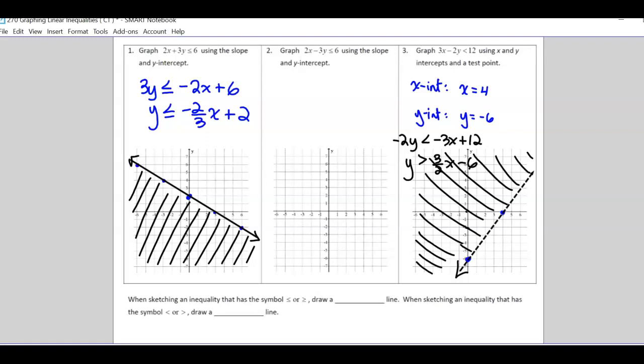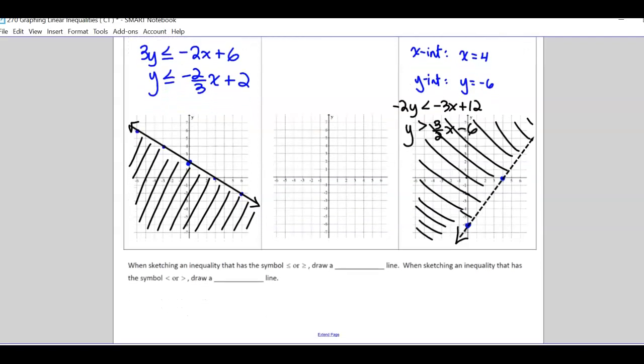Okay. You're going to do number 2 on your own. For an inequality that has the symbol less than or equal to or greater than or equal to, draw a solid line. And for an inequality that has less than or greater than, draw a dotted line.